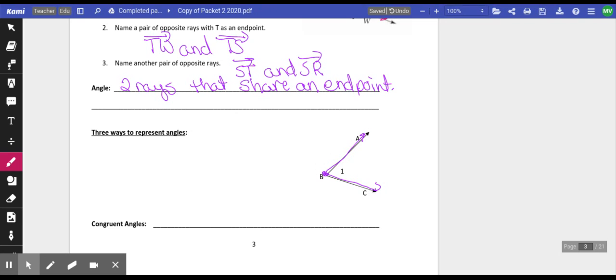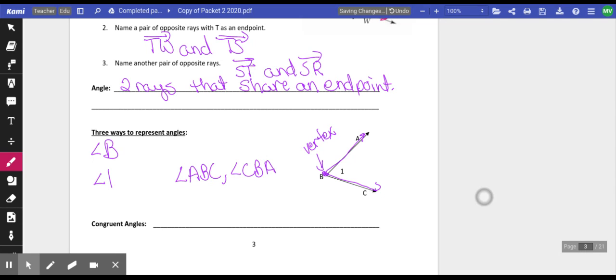Now there are 3 ways to name an angle. So this angle here, I could name as angle B, which is just its vertex. I must always use the middle point, so B is the vertex. I could name it angle 1, or I could name it angle ABC. Now you could also name it angle CBA. Those are actually the same.